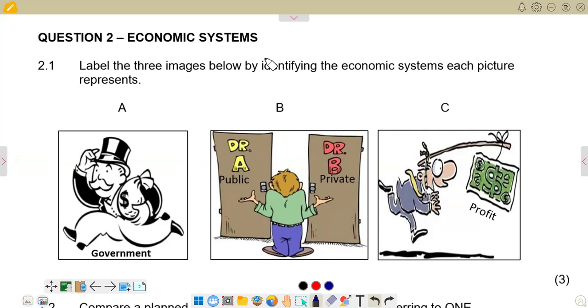In this video, we want to look at a question paper of June 2018. And on this question paper, we are only going to look at question 2. This question 2 is on economic systems. We have got questions that are going to follow on this question.